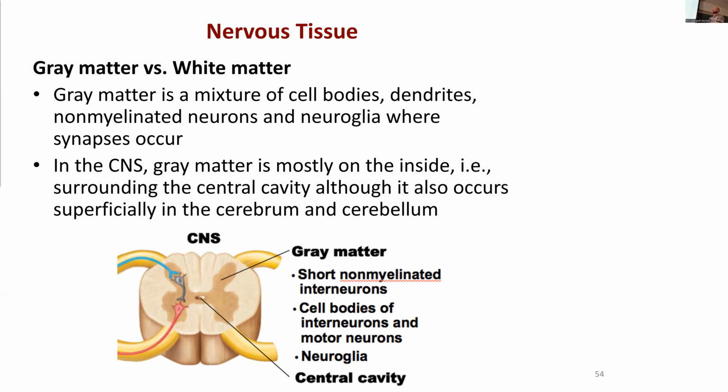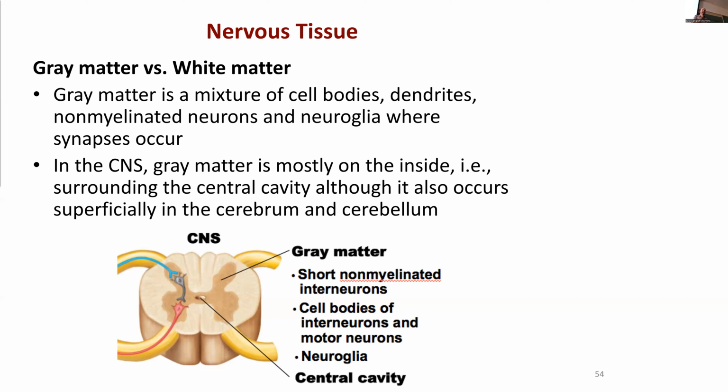The gray matter is a mixture of cell bodies, dendrites, and non-myelinated neurons and neuroglia, right? And so there's lots of synapses in the gray matter, lots of connections being made, as there's some signals being sent via these axons, but generally they're not myelinated. In the central nervous system, the gray matter is usually on the inside. So usually we have the gray matter surrounded by white matter. So here you see a cross section of spinal cord. You see the gray matter here. It's kind of this roughly butterfly or H-shaped tissue here, and it's surrounded by this white matter superficially.